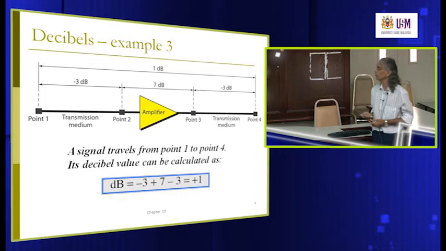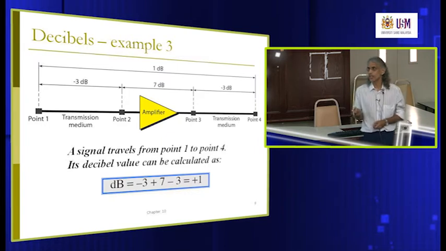Another example, so let's say we have 4 points, P1, P2, P3, P4. Between P1 and P2, the signal attenuation is -3. Between P2 and P3, the signal is amplified and the gain is +7. After that, the signal travels another distance and then there is another attenuation of -3. Right? So now we want to know, comparing P1 to P4, whether the signal has gained strength or has it reduced strength. So whether the signal at P4 is stronger than P1, or is it less than that?